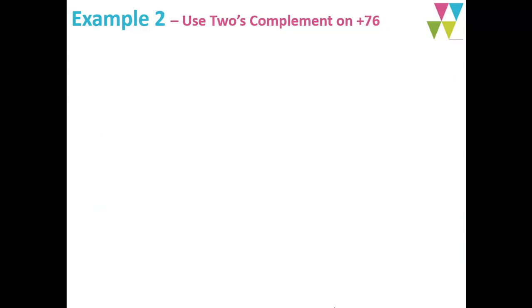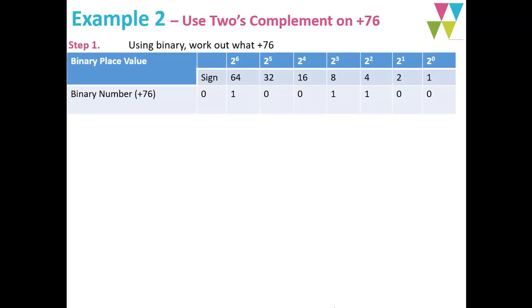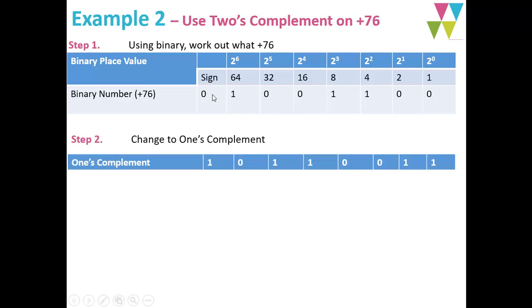Example 2. Use 2's complement to get from positive 76 to minus 76. So 3 steps. Step 1, work out what positive 76 is. That's 64, 8, which gives you 72. 72 plus 4 gives you 76. Then you convert it to 1's complement. So the noughts become 1 and the 1's become naught. So naught, naught becomes 1, 1. 1, 1 becomes naught, naught. And naught, naught becomes 1, 1.